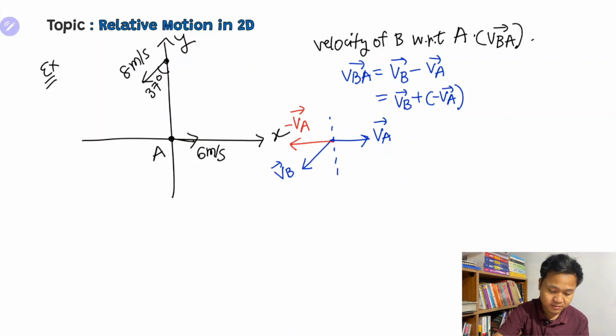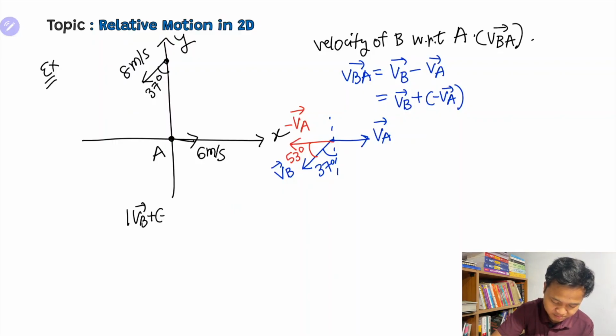For vector addition, we need the angle. So between vb and minus va, what is the angle? That angle is this. This is 53. If 37 is here, then this is 53. Now apply the formula. So the magnitude of vb plus minus va equals the magnitude of vb plus minus va.